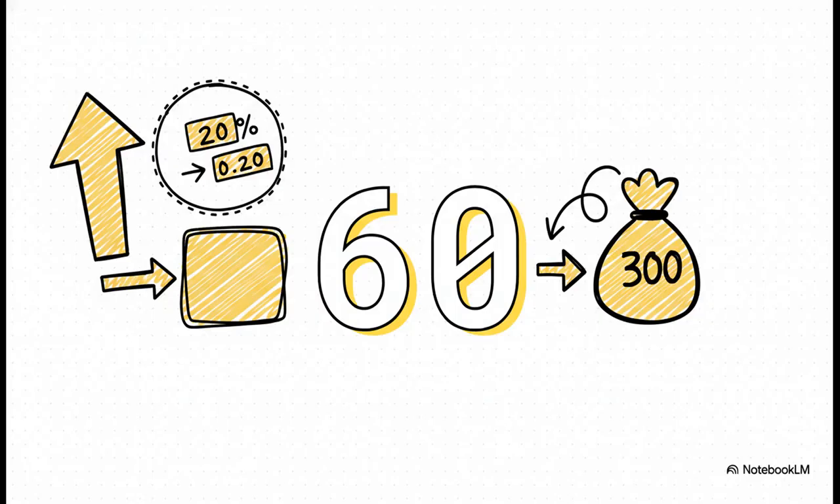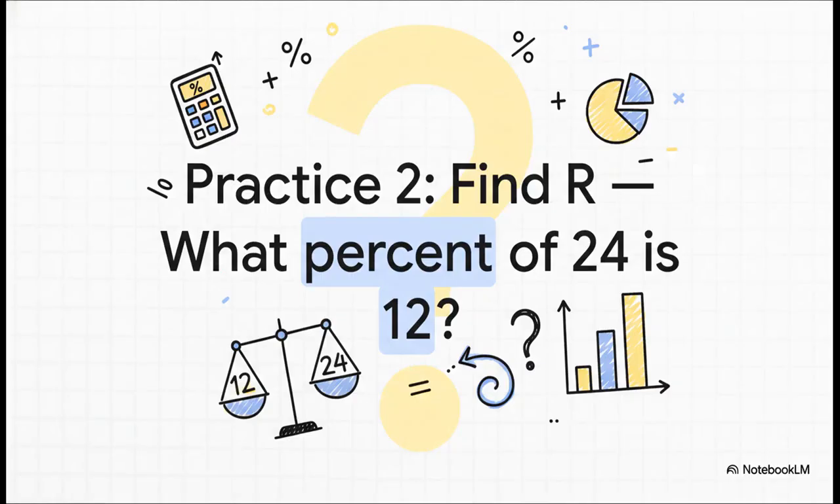Now for the easy part, just plugging in the numbers. But wait, super important step. You gotta change that rate into a decimal first. So 20% becomes 0.20. Okay, now we multiply. 0.20 times 300, and our answer is 60. See? Not so bad.